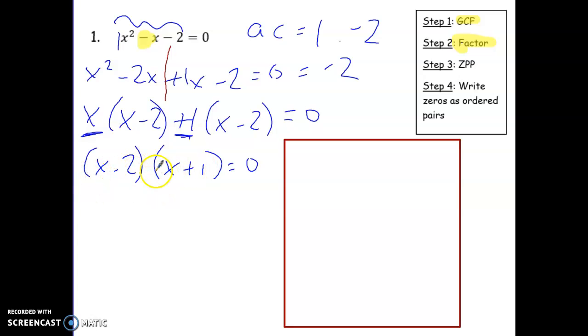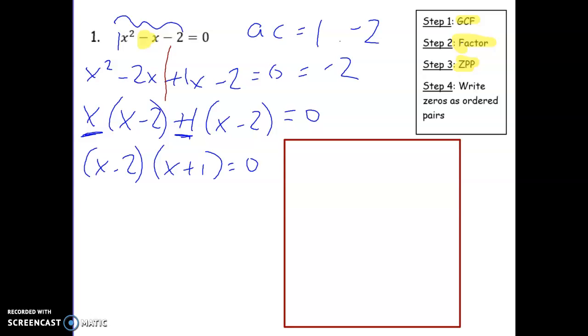If I multiply them back together using FOIL or the double distributive property, I'll get this. So now I have to do the solve part. The directions said solve by factoring. I've done the by factoring part, so now I need to solve. So that's where my zero product property is going to come into play. Anything that has an x in it, I need to set equal to 0.